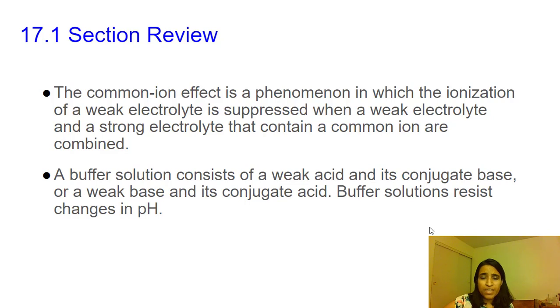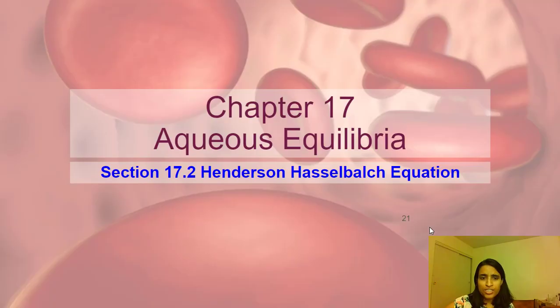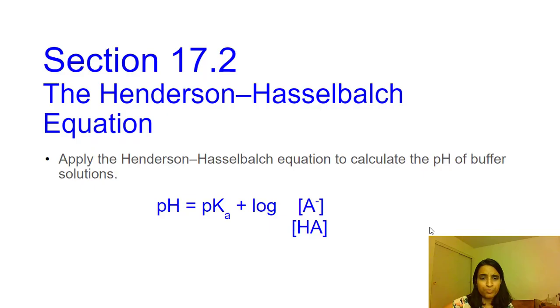To review, the common ion effect is a phenomenon in which ionization is suppressed when you have a common ion, and a buffer consists either of a weak acid and its conjugate base or a weak base and its conjugate acid, and they resist changes in pH. So let's look at section 17.2, where we will see the Henderson-Hasselbalch equation, which is the shortcut equation that we can use to find the pH of buffers without doing an ice table.